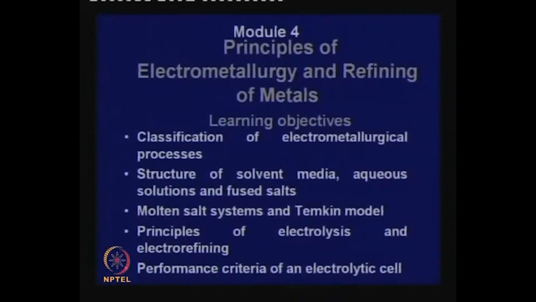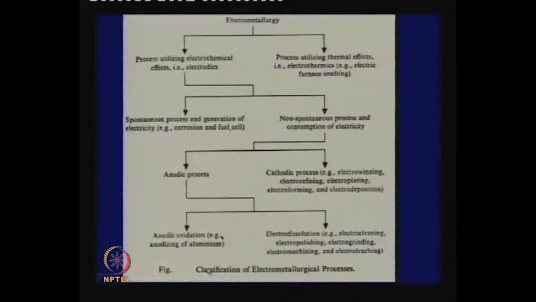We have given a classification of electrometallurgical processes. We have talked about the structure of solvent media, aqueous solutions and fused salts where electrolysis takes place. Then we have gone into some very interesting discussion of molten salt systems and the Temkin model. We have talked about principles of electrolysis and principles of electrorefining. Then we have talked about performance criteria of electrolytic cells. Here is a classification of electrometallurgical processes.